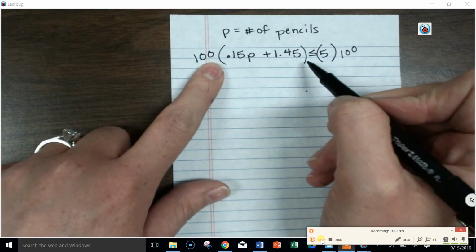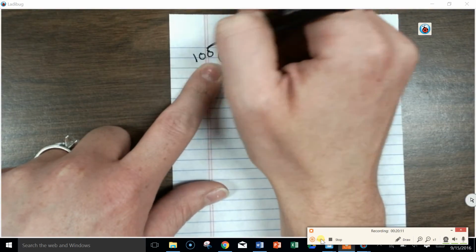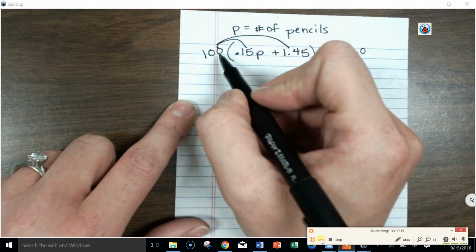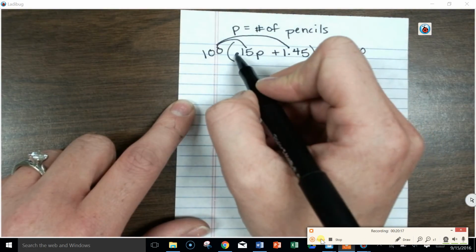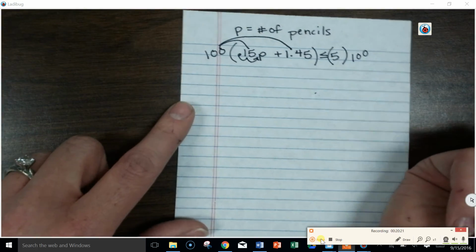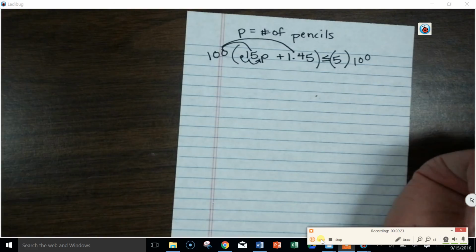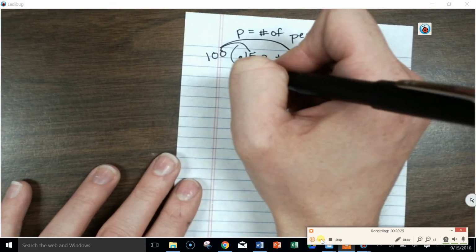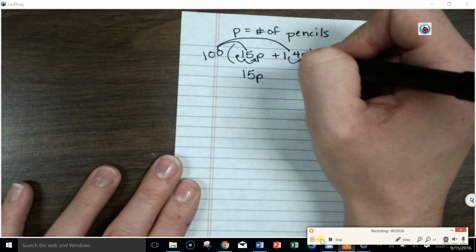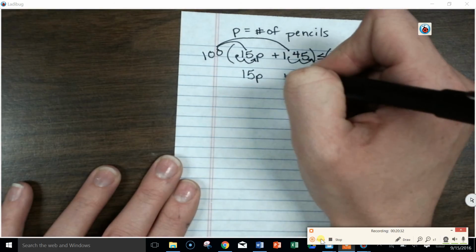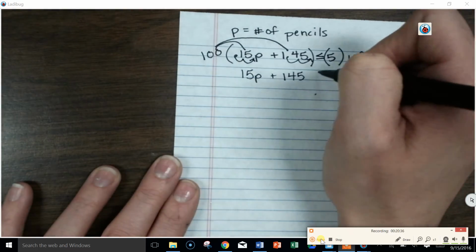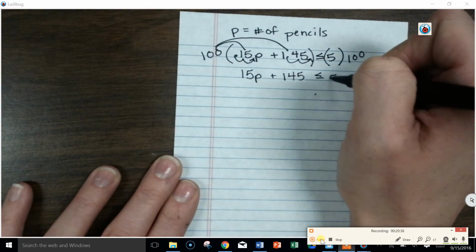Well, I have this grouped in parentheses, so I need to distribute the 100. And 100 will move a decimal point 2 places to the right. So 1, 2. That's where it's going to end up after the 15, which means I have 15.0 or just the number 15. That's a 15p. The next number, moving the decimal 1, 2 places to the right, gives me the number 145. Keep the inequality symbol. 5 times 100 is 500.